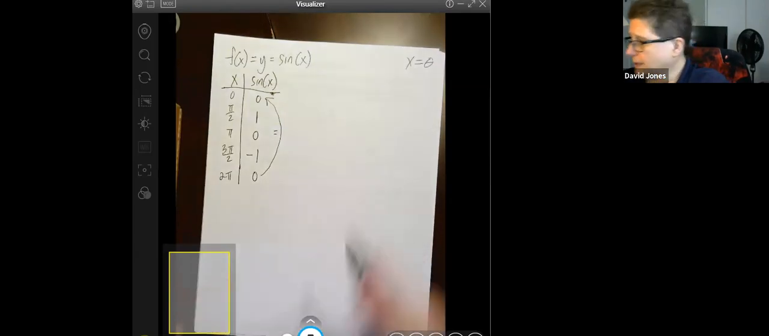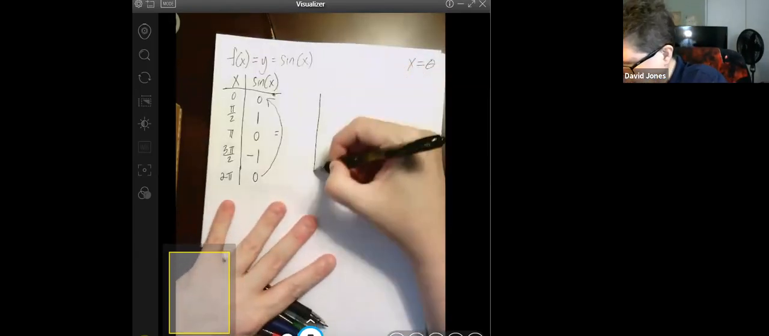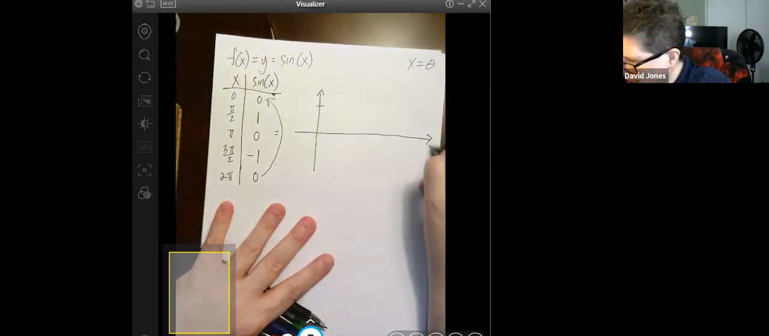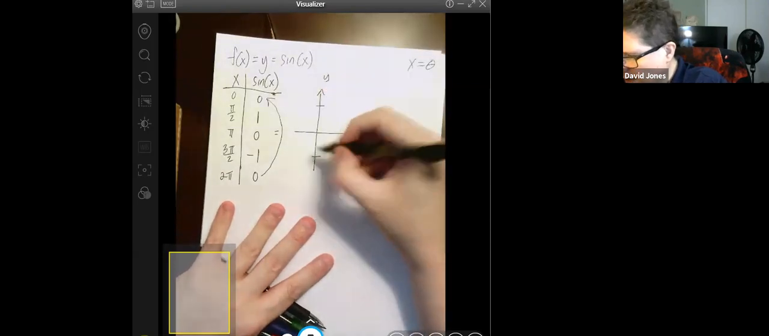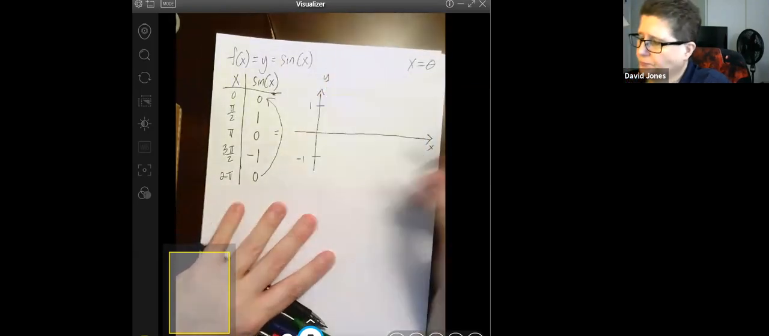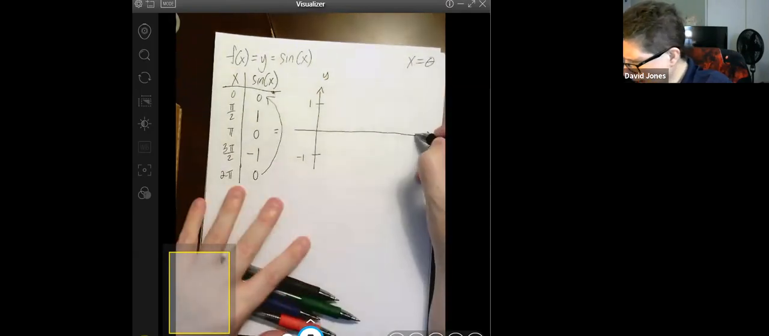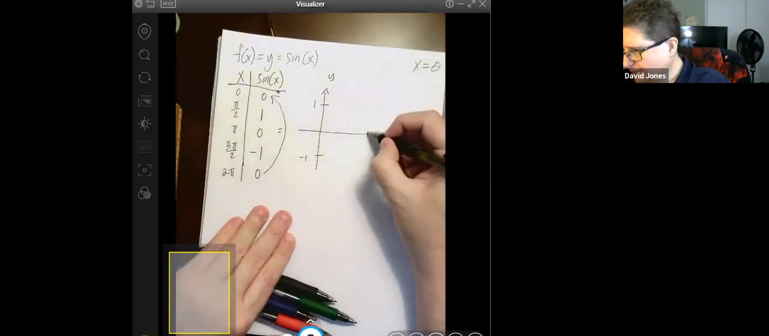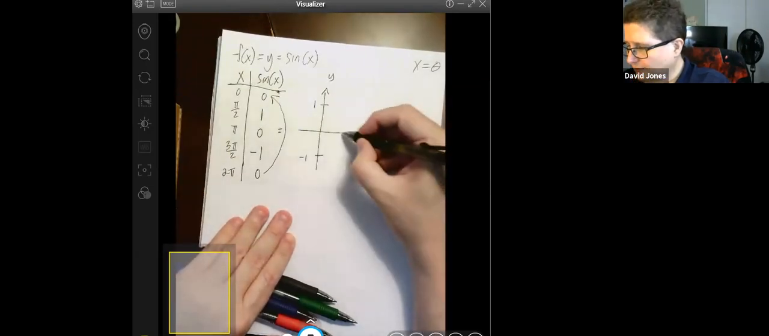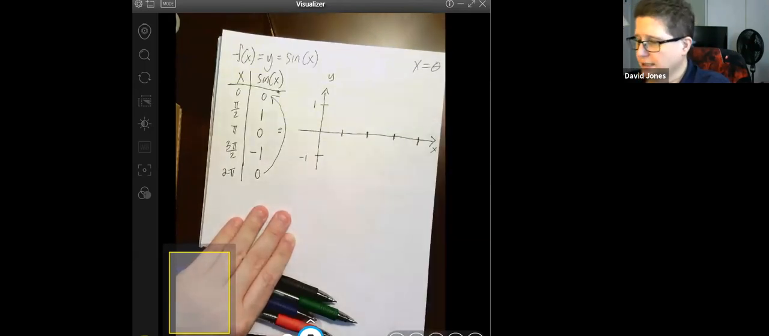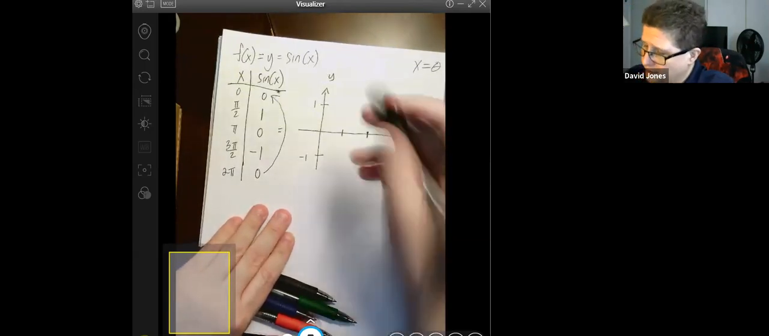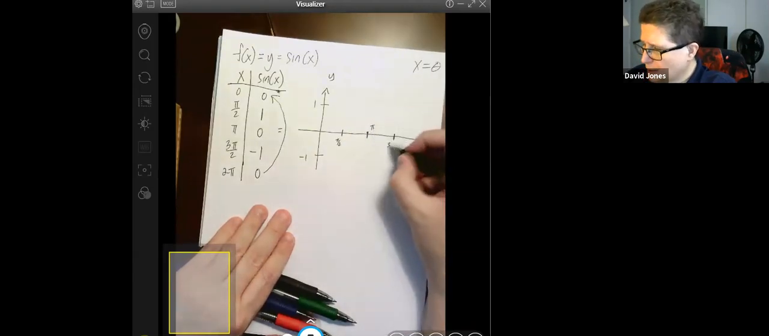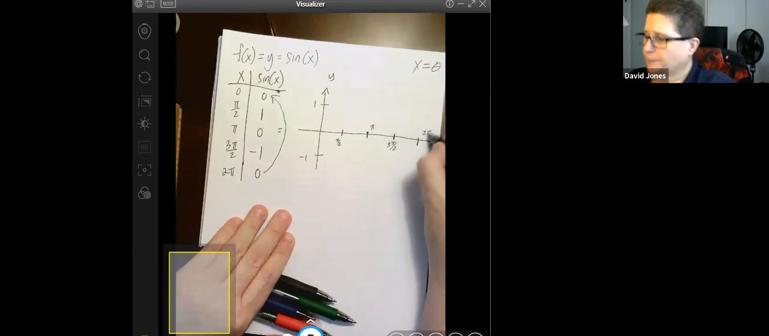So when we graph it, mark your y and your x-axis. Give it a height of 1 and -1. And just go out a certain ways, mark it, cut it in half, and cut each of those in half. So you have 4 dashes. This is pi over 2. This is pi. This is 3 pi over 2. And this is 2 pi.